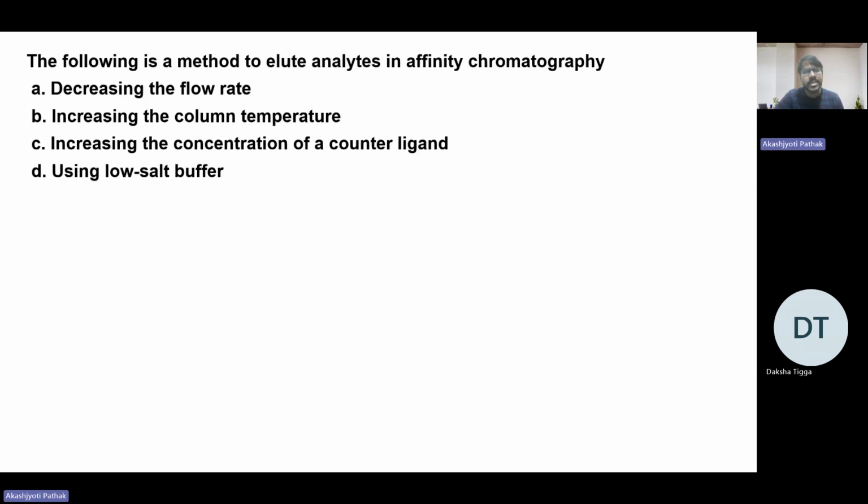Okay, the following is a method to elute analytes in affinity chromatography. So how do you elute analytes in affinity chromatography? Basically you increase the concentration of a counter ligand. So the answer is increasing the concentration of a counter ligand.